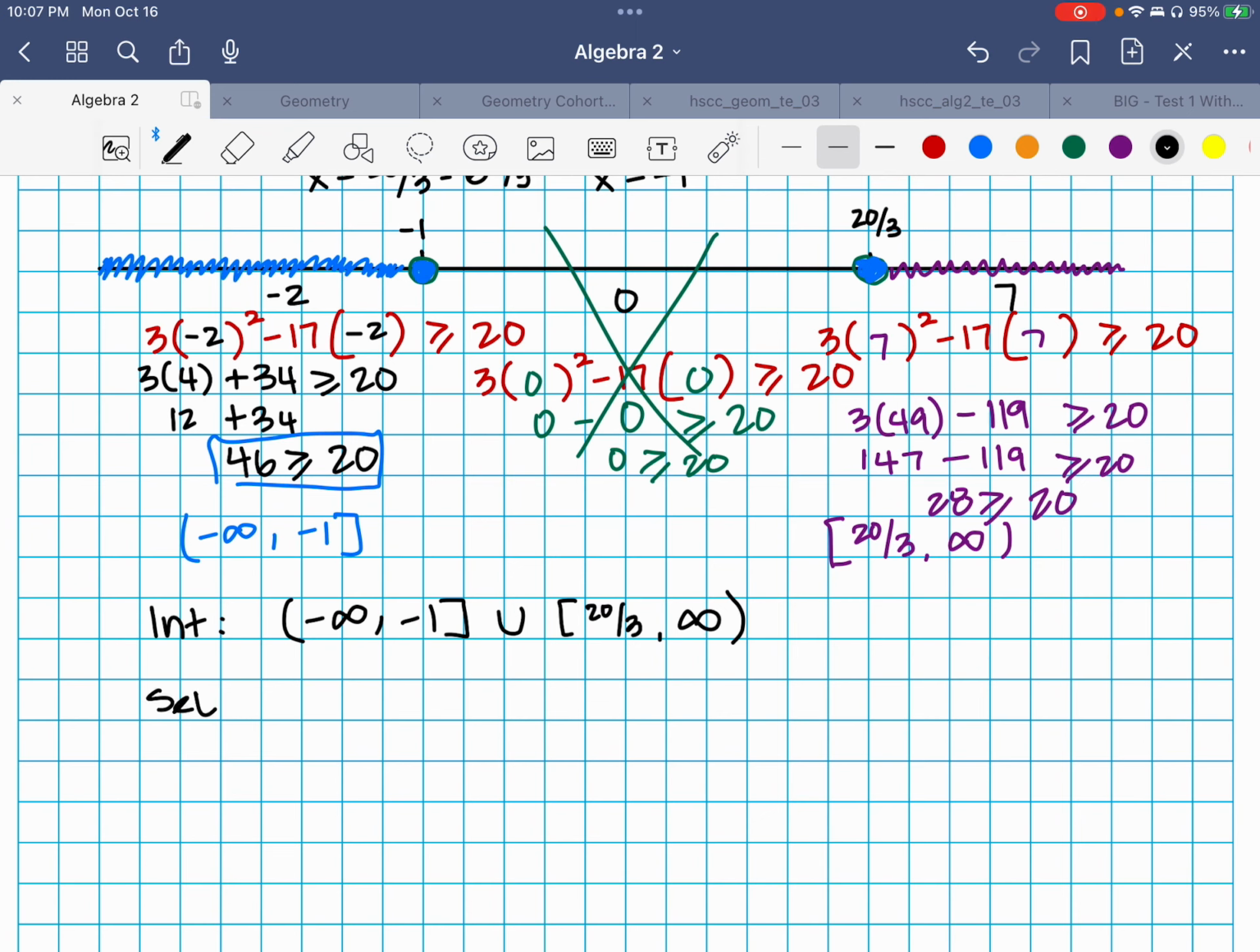Next, in set notation, what we would do is we want this set right here. These are all the numbers that are less than negative 1. So we're going to say x has to be less than or equal to negative 1, or, and then this one here is the same as saying all the numbers bigger than 20 thirds. So x has to be greater than or equal to 20 thirds.